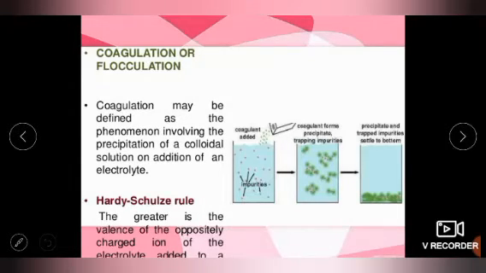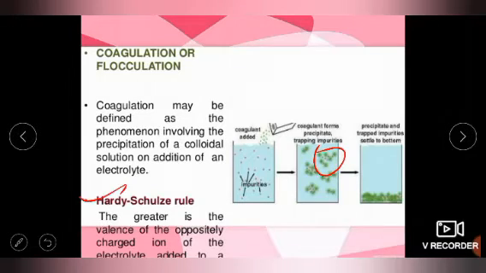Coagulation may be defined as the phenomenon involving the precipitation of a colloidal solution on addition of an electrolyte. When we add an electrolyte, the coagulating agent, it will coagulate, meaning it will collect. Like blood coagulating due to vitamin K: whenever you get an injury or a cut, you can see blood flowing freely from your body. After some time the blood stops flowing; that is due to vitamin K, and that is the coagulation of blood.